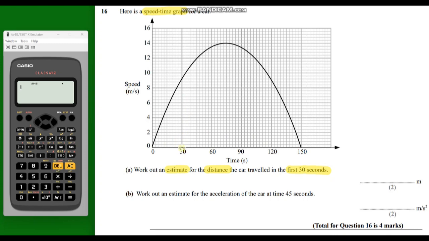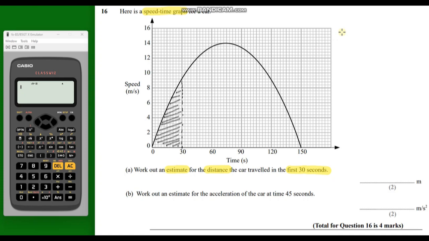So 30 seconds is here. If I just draw a line to go up to my curve, we're only focusing on this area here. So that's what we need to calculate, this area. Now, to calculate the exact area will require a bit more mathematical knowledge than you'll probably know at this stage, because it will be past your GCSEs. But we only need to calculate an estimate. And you can see that this is almost exactly the same as a triangle. So if we calculate the area of this triangle, that will be a good enough estimate.